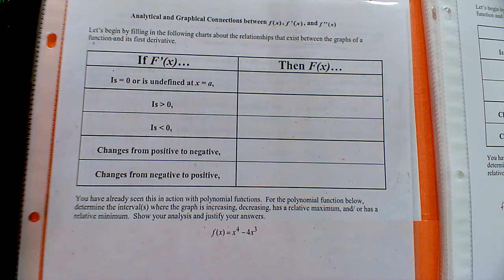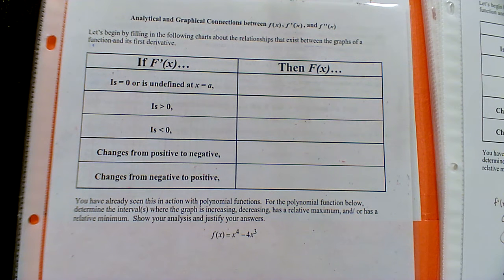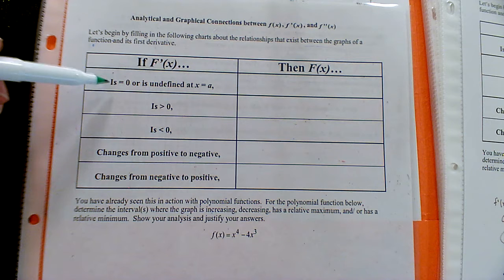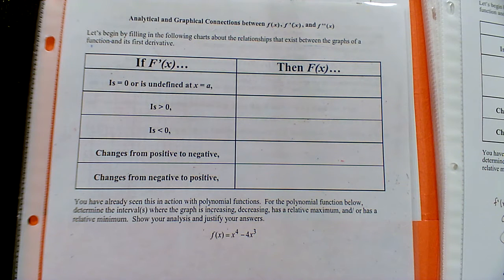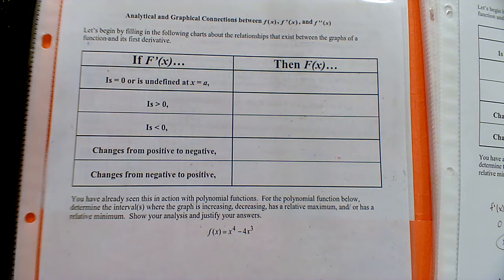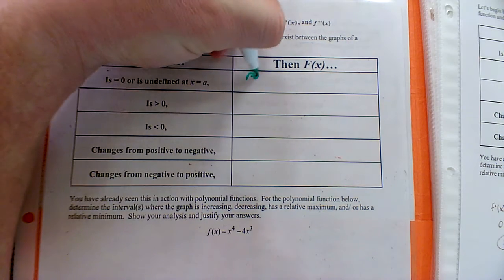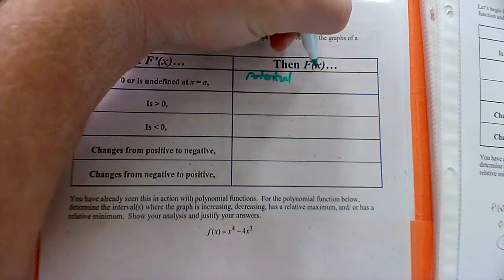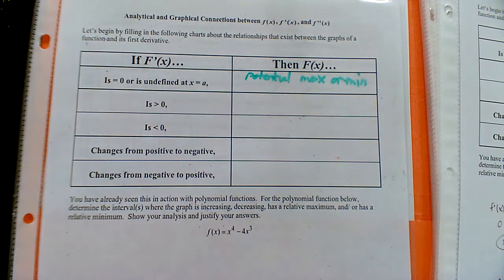So let's begin by filling in the following charts and the relationships that exist between the graphs of the function and its first derivative. So we know if f prime of x, so the first derivative, is 0 or undefined at some x equal to a, what can we tell about the original? If the derivative is 0, it's a relative maximum. Yeah, we're going to have some potential max or min. Potential max or min.